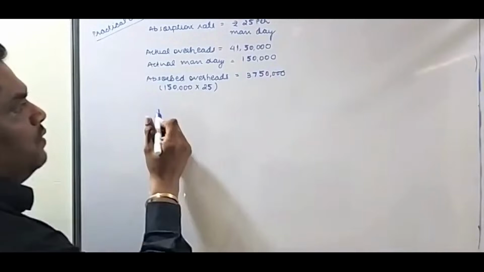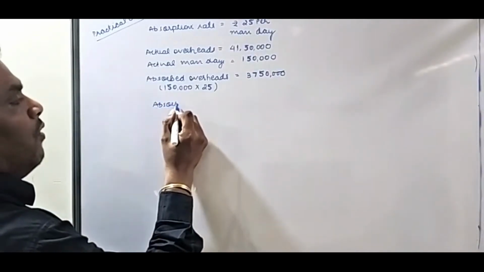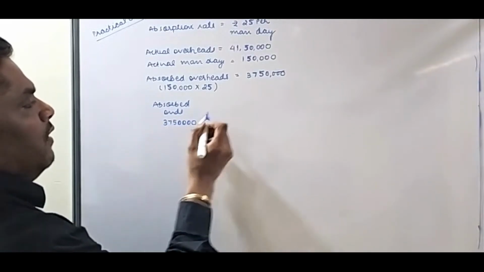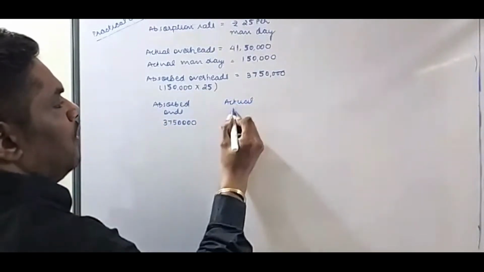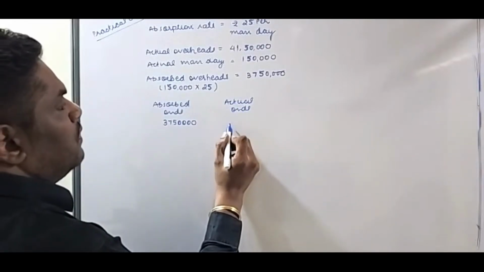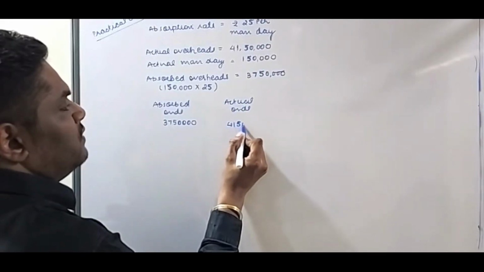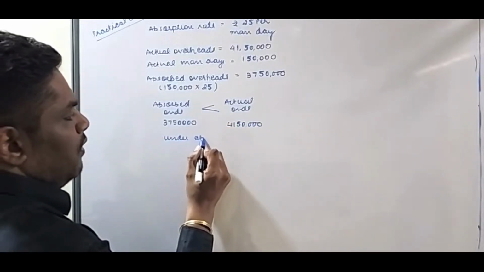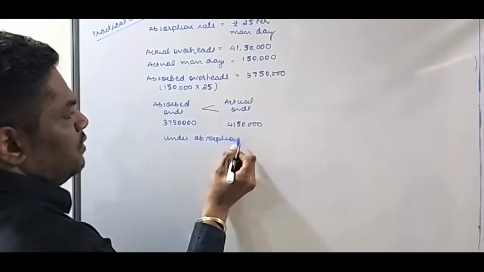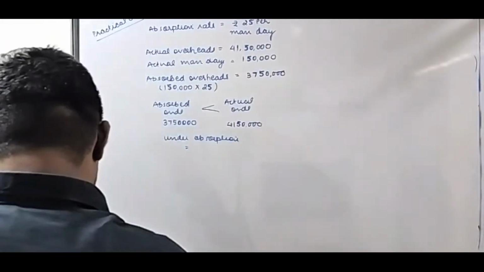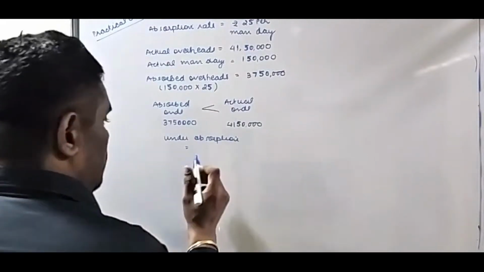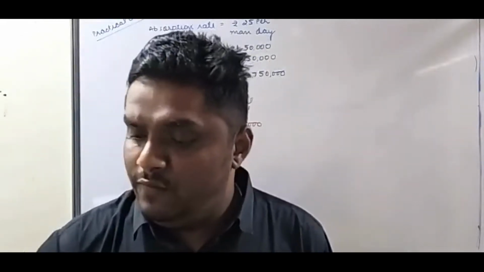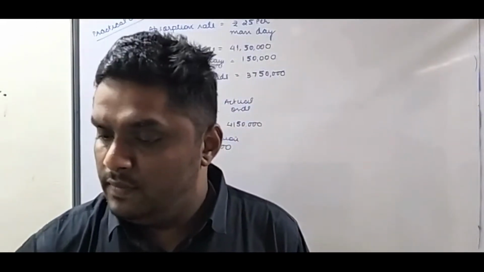Now compare it with actual overhead. So my absorbed overheads are how much? 37,50,000. My actual overheads are how much? 41,50,000. So absorbed overheads are less, so we can call it as under absorption. By how much? 4 lakh. So there is an under absorption of overhead by rupees 4 lakh.